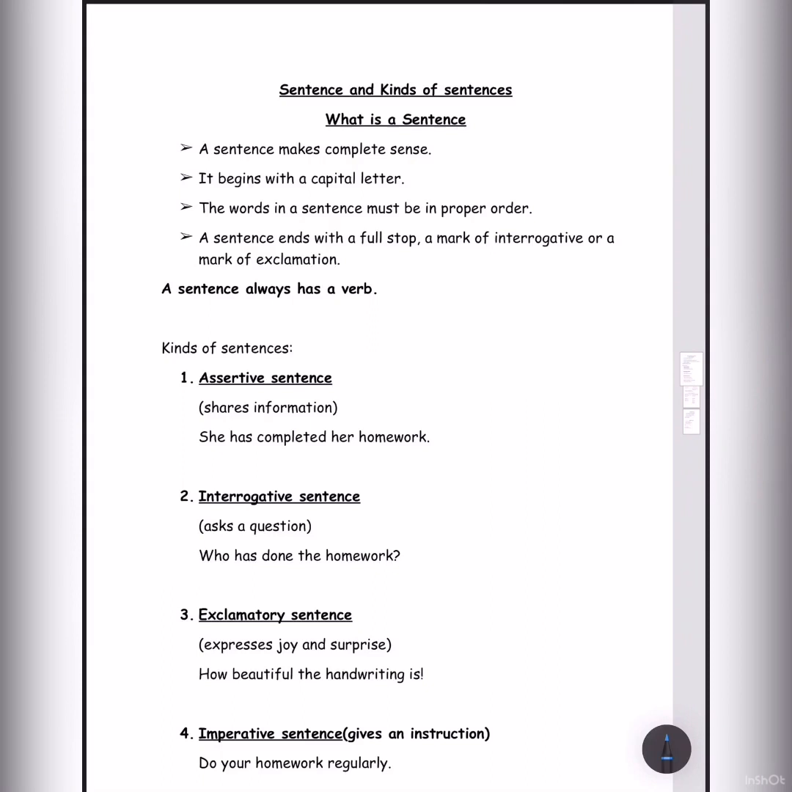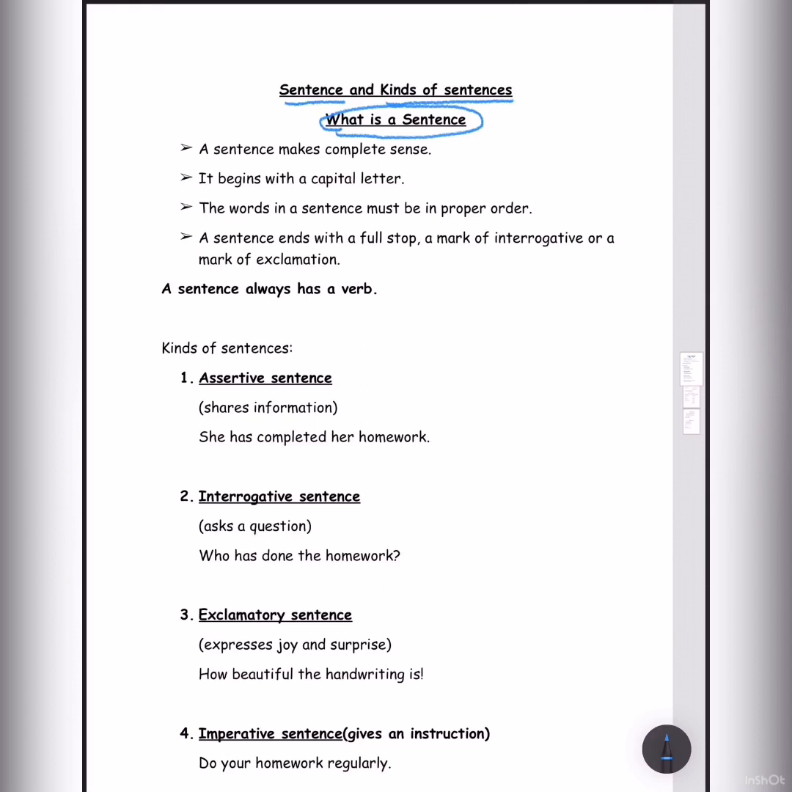Today's topic is sentence and kinds of sentences. Now, first let us talk about what is a sentence. You must have known the definition. A sentence is a group of words with complete sense. A complete sense means that it is a group of words which gives you a complete sense of who is the subject, who is the doer, and what action is being done.